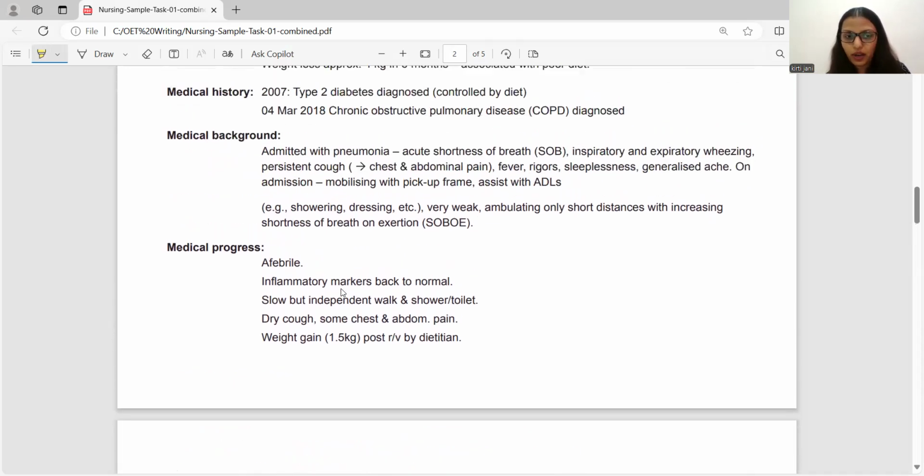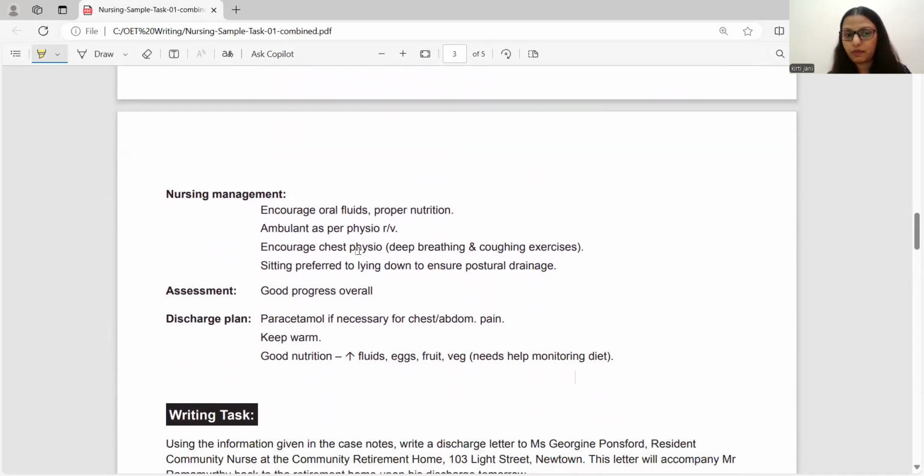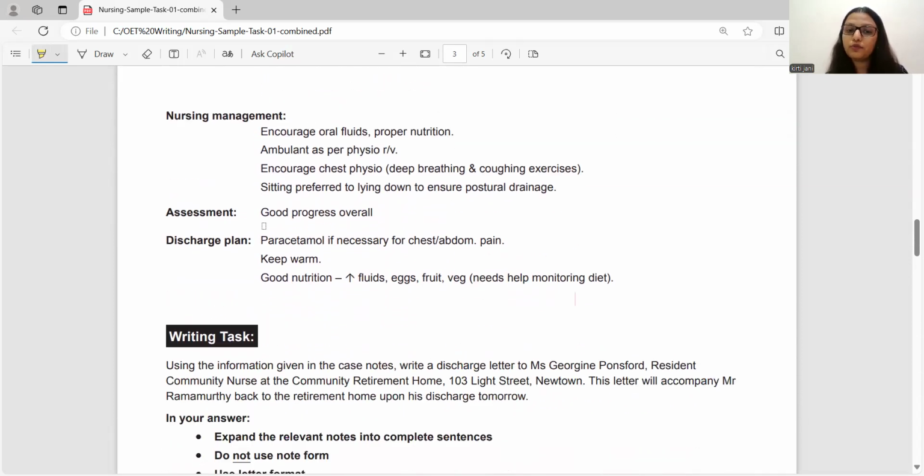But something is missing, right? Here we have seen the patient's complaints and here we can see progress. Then what we did to gain this progress is nursing management. So: encourage oral fluids and proper nutrition. Ambulate as per physio review. Encourage chest physiotherapy, that is deep breathing and coughing exercises. Sitting preferred to lying down to ensure postural drainage. So these all are the implementations that we have done, and finally we have got the result with the patient's progress. Assessment: good progress overall, of course, we can see.